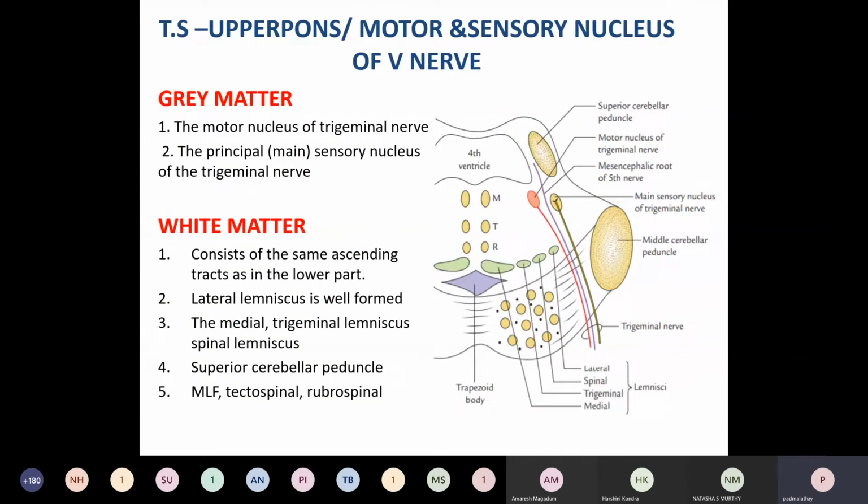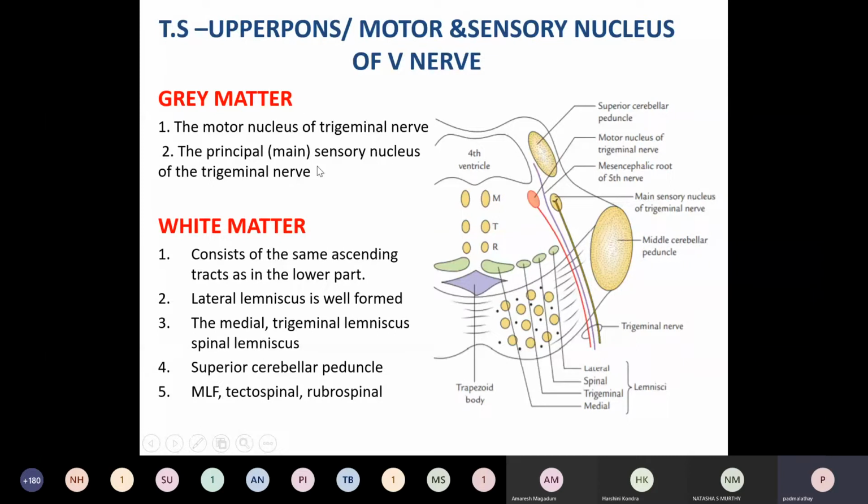Now coming to the section at the upper pons. The section at the upper pons is called the section at the motor and sensory nucleus of the trigeminal nerve. The gray matter similarly contains the motor nucleus of the trigeminal nerve and the sensory nucleus of the trigeminal nerve. The only difference between the upper and lower pons is the nuclei.